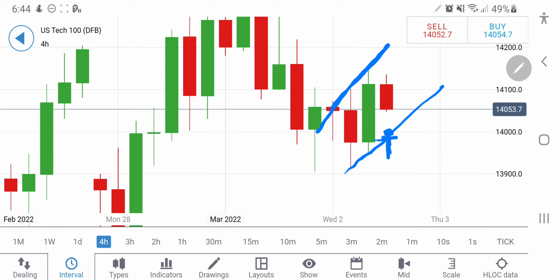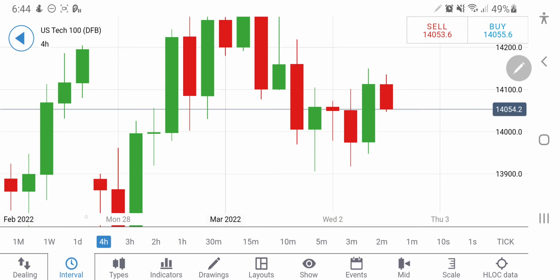Now I am again increasing this by 20 points. If it drops below 13,980, then only you should go short, and you can expect it to drop. At the same time, the highs right now could be at around 14,200 levels. If it continues to rise, we may see 14,200 again on US100.